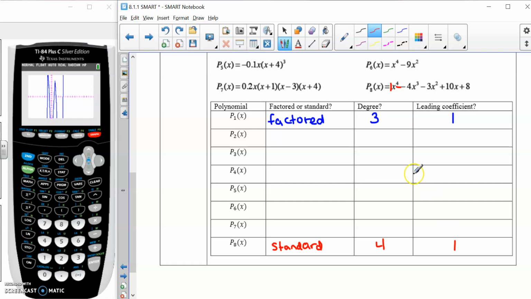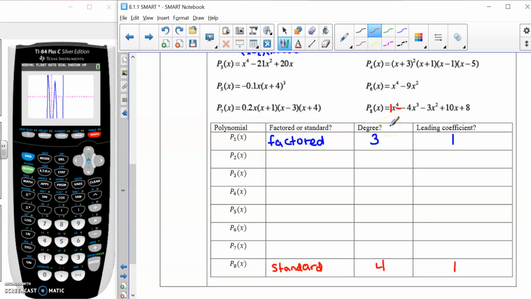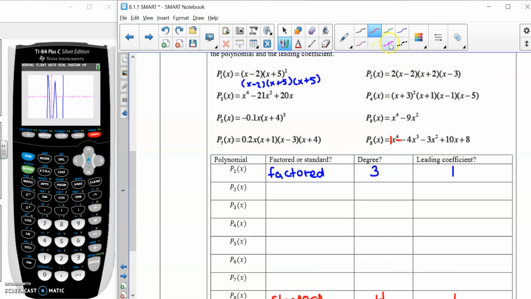Okay, and then we can go ahead and do one more example where there actually is a different leading coefficient. Let's do number 2. So this one is in factored form, and again you know that because there's a bunch of parentheses. The degree is 1, 2, 3. There are 3 x's being multiplied together. And the leading coefficient, now this time there is a number up front and it is a 2, so that's going to be our leading coefficient for this one.